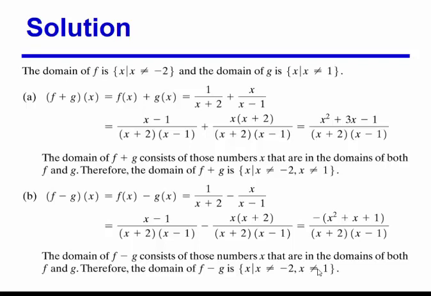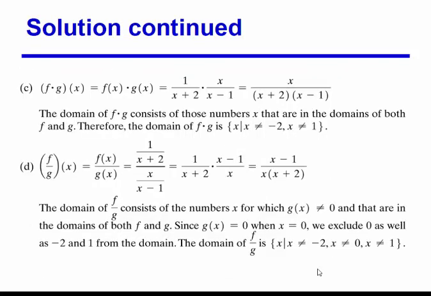The next one is the difference. We're just going to do 1 over x plus 2 minus x over x minus 1. Combining both of them, we get negative x squared plus x plus 1 divided by x plus 2 times x minus 1. So the domain of the difference of these two functions, again, is all numbers x such that x does not equal negative 2 and x does not equal 1. For c, the product of the two functions, we just multiplied the functions, and so the domain again is the same as the previous two: all numbers x such that x does not equal negative 2 and x does not equal 1.